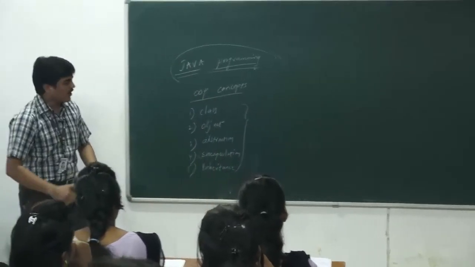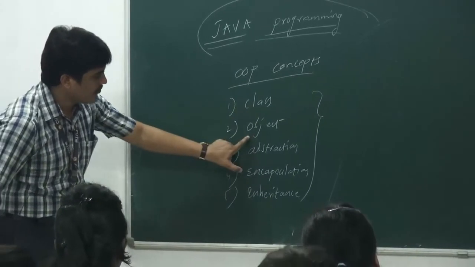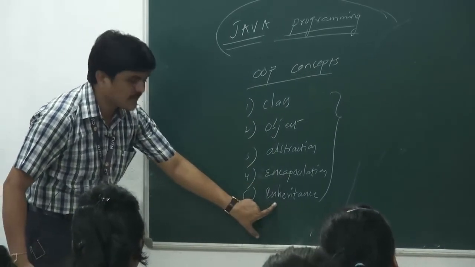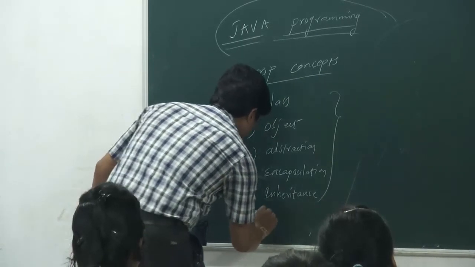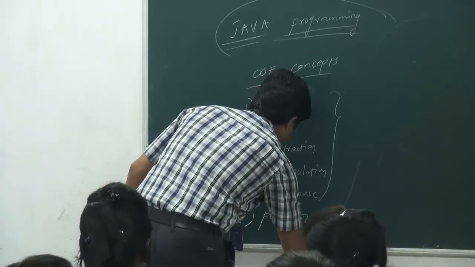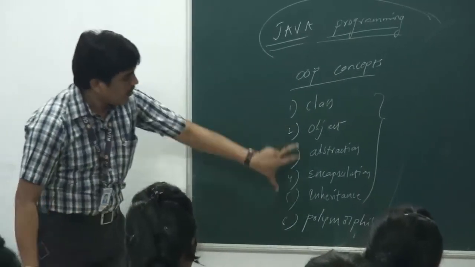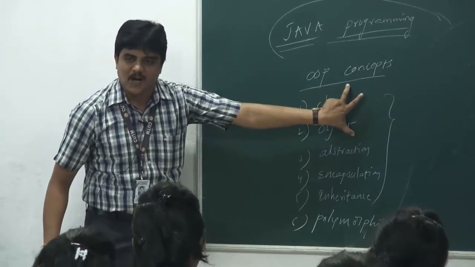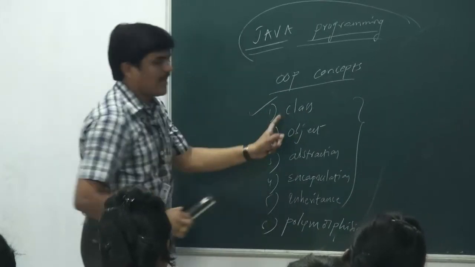Okay, so the following are called object-oriented programming concepts. The first one is class, object, abstraction, encapsulation, next inheritance, and the last one is polymorphism. These are called object-oriented programming concepts or features, meaning principles. So first of all, let me explain class and objects.